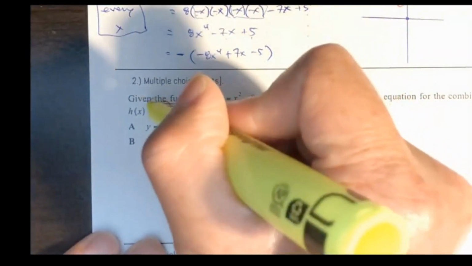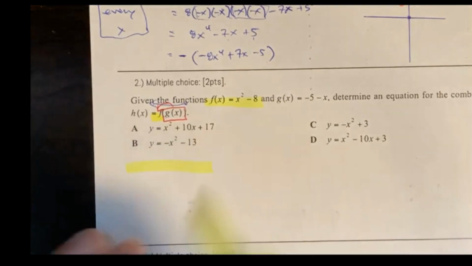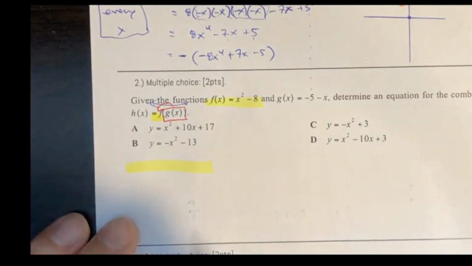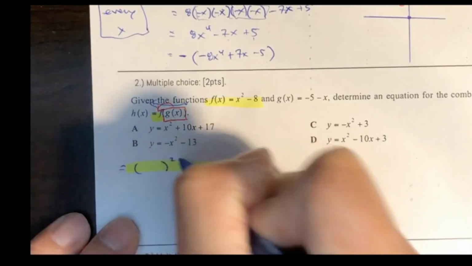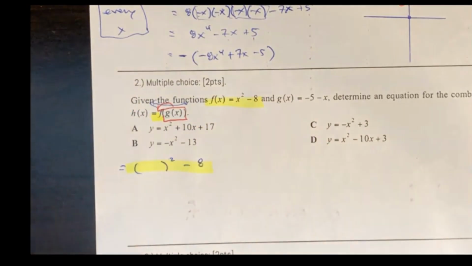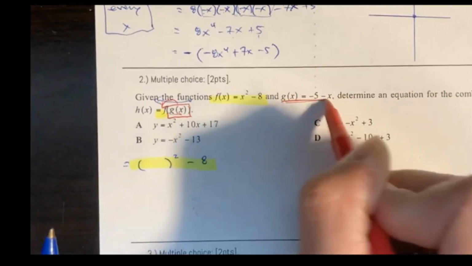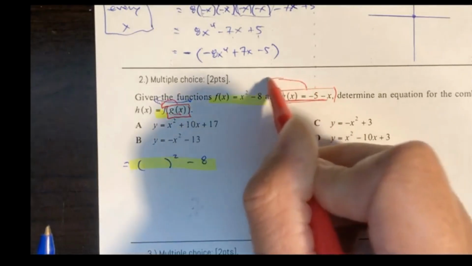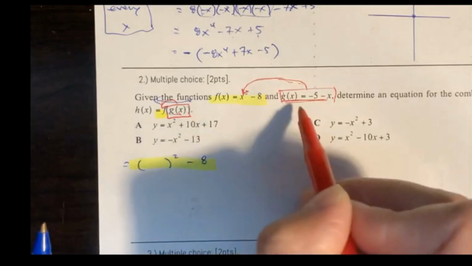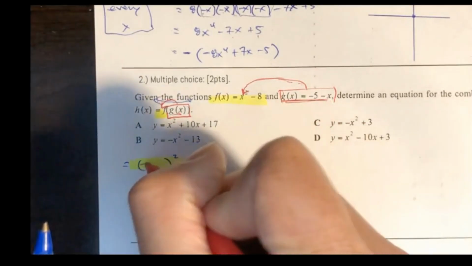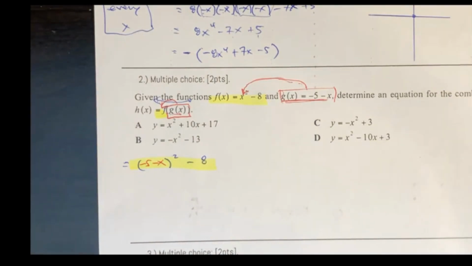I'm going to put f. Here's my f function. So let's write out the f function. X squared minus 8. And whatever g is, here's g, put it in red, I'm going to put that into that one right there. Do you see why I left a blank right here? So I'm going to now write negative 5 minus x right here. Right there. Okay, then I just need to simplify.